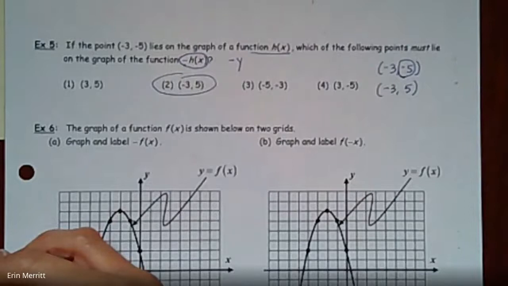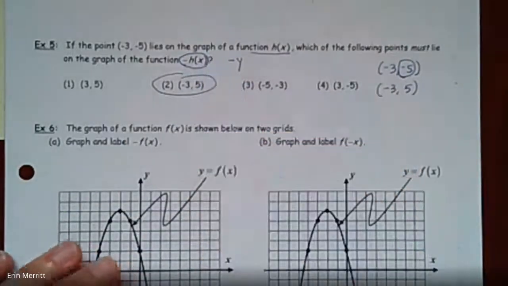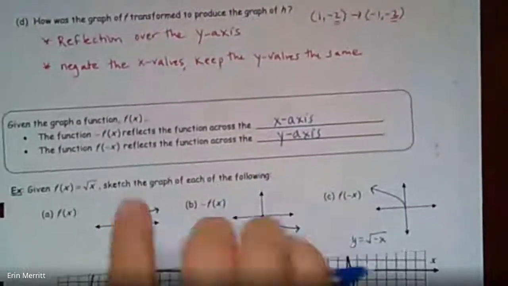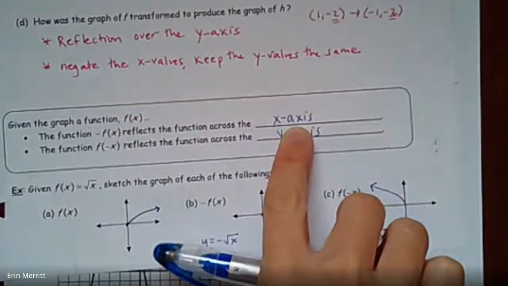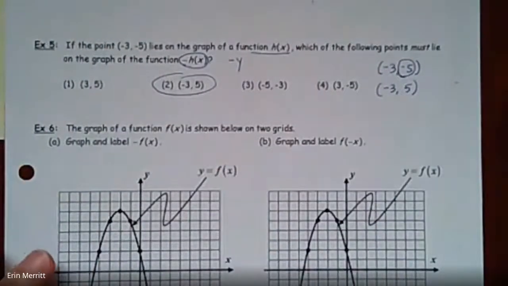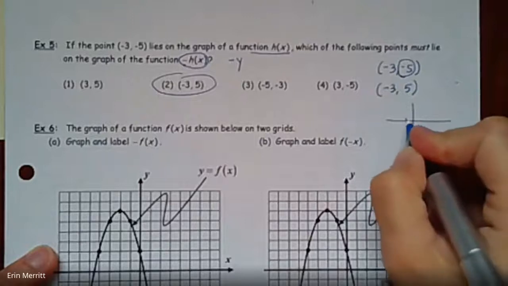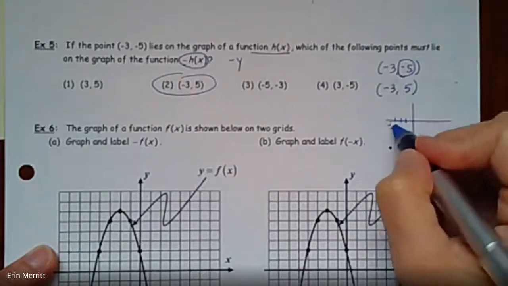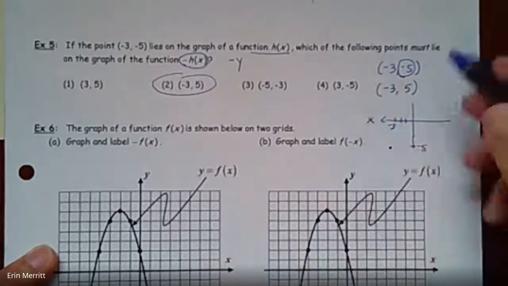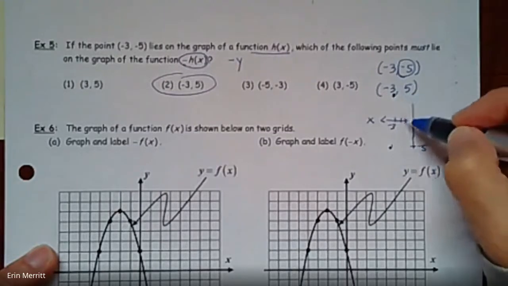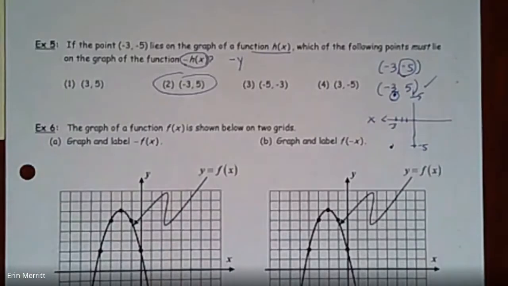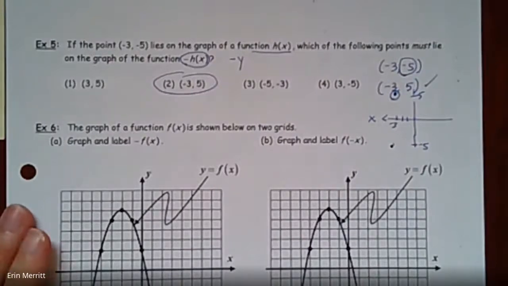The other way to think of this is, if I negate the h of x function, we can go back to that first page and remind ourselves that when you negate the whole thing, you're flipping it over the x-axis. So for a more visual approach, I can think of the point -3, -5 as down here somewhere. If I flip that over my x-axis, it's going to pop up here, which would make it the point -3 and then +5, which confirms the answer we just came out with. So use all of those facets to make sure that you understand how to approach the question.